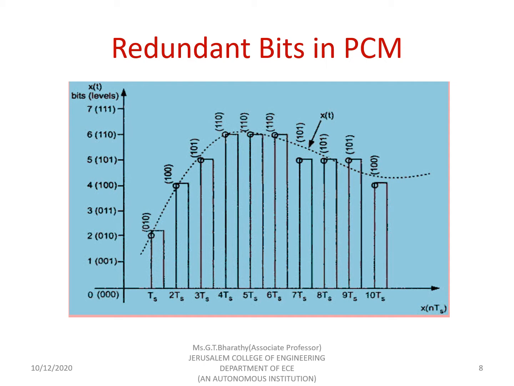So to overcome the disadvantage of PCM, we go for DPCM, differential pulse code modulation. Redundant bits are available in pulse code modulation. In pulse code modulation, you can see that the input data is sampled at every TS seconds. In the diagram you can see the samples are taken at TS, 2 TS, 3 TS, 4 TS, 5 TS, etc. up to 10 TS.